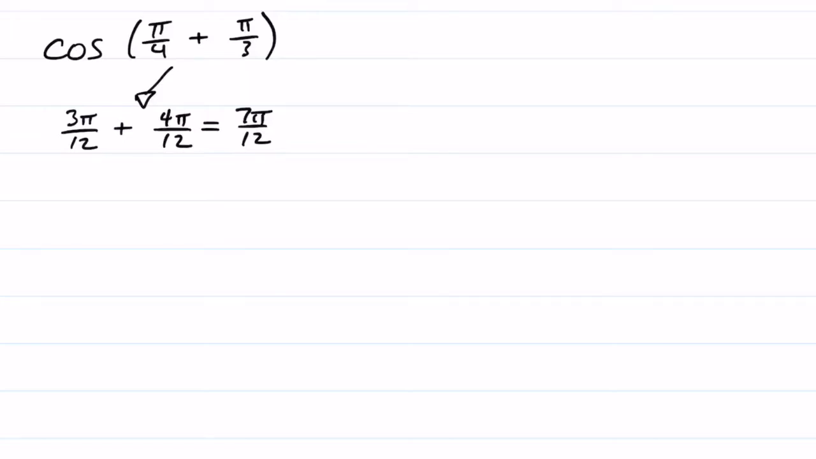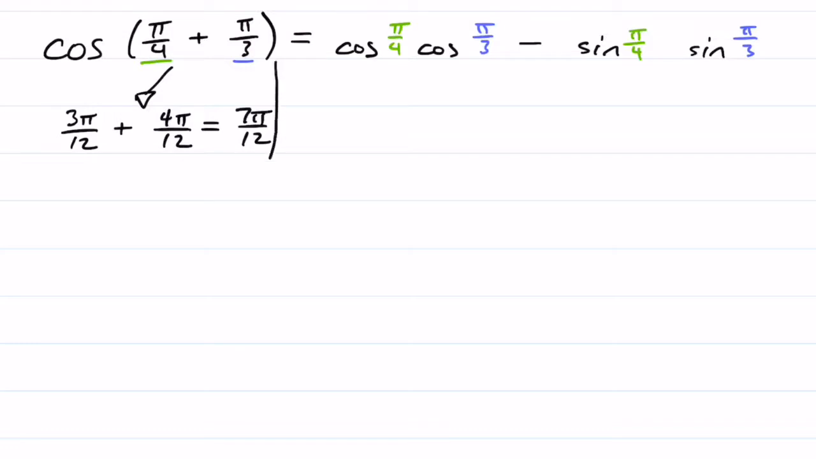So I'm going to look and I find my formula is cos alpha cos beta minus sine alpha sine beta. So I'm just going to set up cos cos minus sine sine. And then I'm going to put the pi over 4 in the first position of both, and then pi over 3 in the second spot of both of those. So we end up with cos pi over 4 times cos pi over 3 minus sine pi over 4 times sine pi over 3.